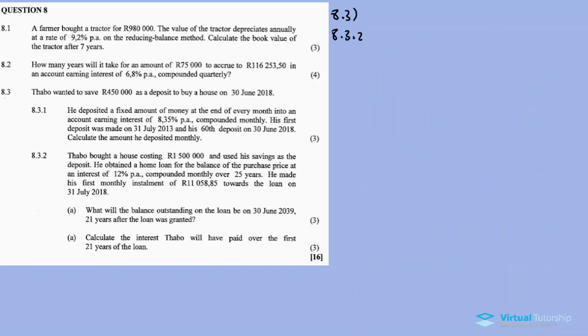Alright. 8.3.2. So, open up A. We want to know the outstanding balance. So use the present value formula. P equals X, which is the monthly installment towards the loan, times 1 minus open bracket 1 plus i raised to exponent minus n close bracket, divided by i. So the present value is equal to what's the monthly installment?